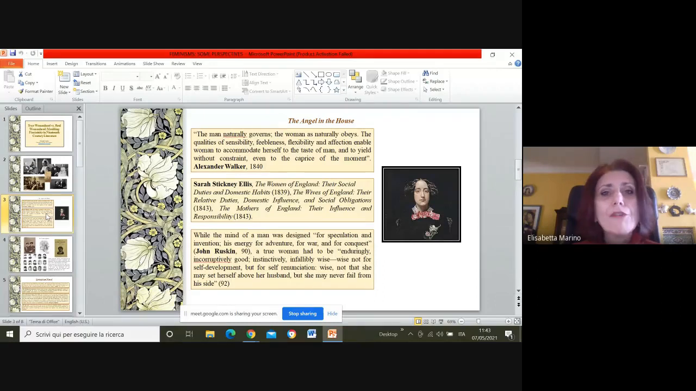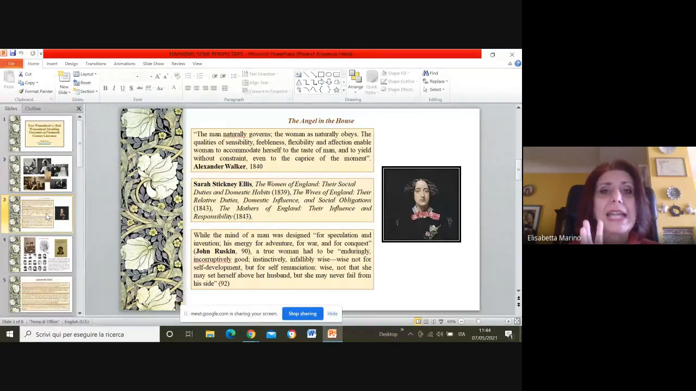She was a writer of conduct books, and conduct books were very, very popular manuals according to which the rules were set for the behavior of men and women. Okay, so Sarah Stickney Ellis, if you look at the titles, wrote The Women of England, Social Duties, Domestic Habits. Then Wives of England, Relative Duties, Domestic Influence, Social Obligations. And then Mothers of England, Influence and Responsibility.